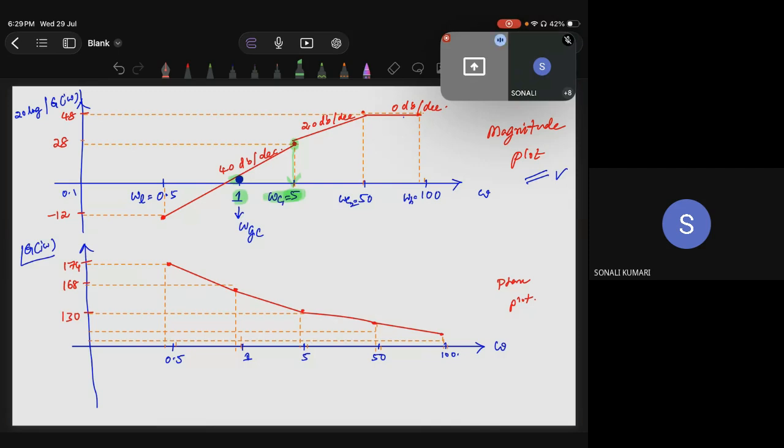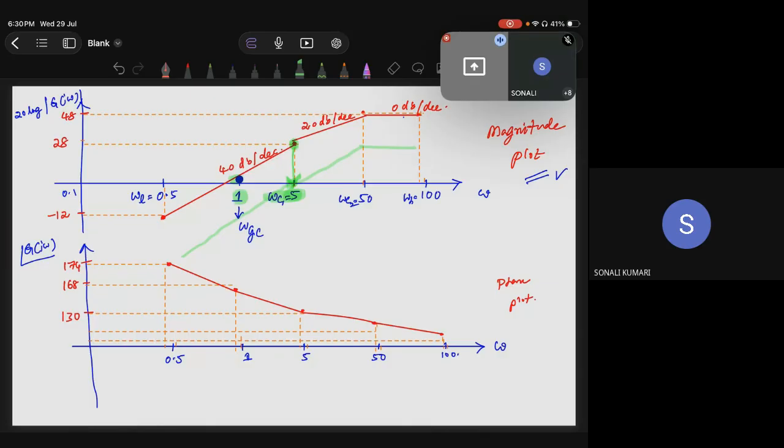At omega gc the magnitude should be 0, correct? We want our omega gc to be 5. So what should I do? This point, we need to push it here. That means the whole plot, what do we need to do? The whole plot, I need to push down. If I push it down, we'll get something like this. Am I correct? Yes or no? That time we'll get 0 here.